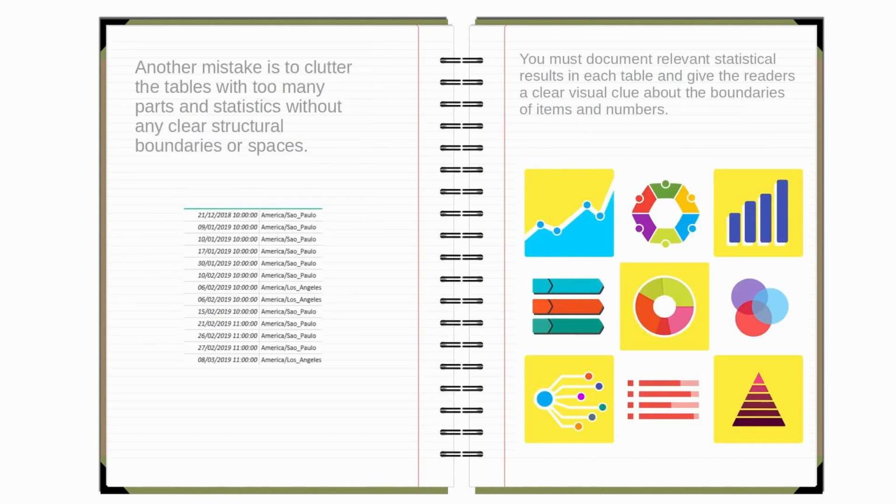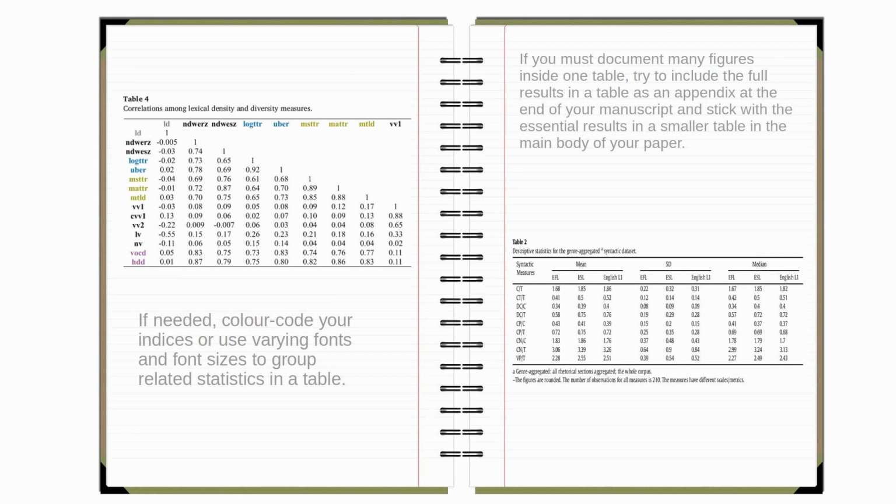Another mistake is to clutter the tables with too many parts and statistics without any clear structural boundaries or spaces. You must document relevant statistical results in each table and give the readers a clear visual clue about the boundaries of items and numbers. If needed, color code your indices or use varying fonts and font sizes to group related statistics in a table. If you must document many figures inside one table, try to include the full results in the table as an appendix at the end of your manuscript, and stick with the essential results in a smaller table in the main body of your paper.